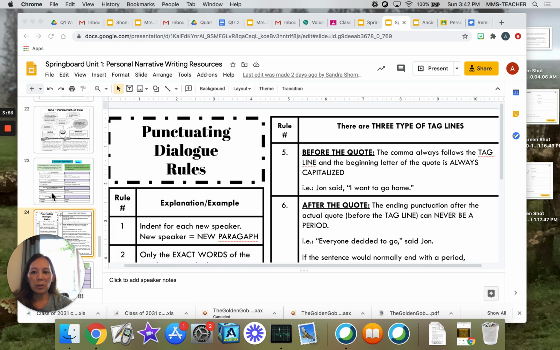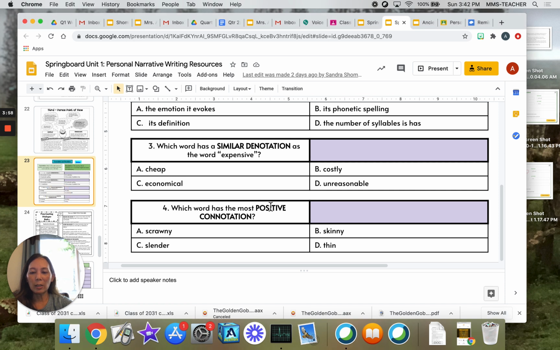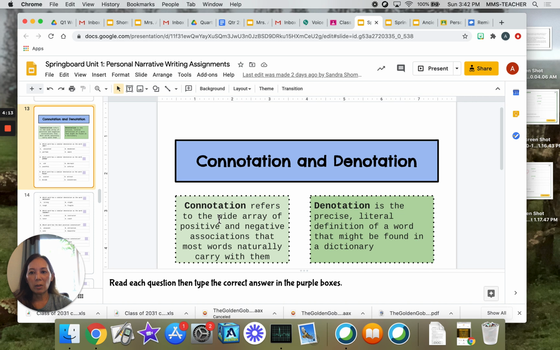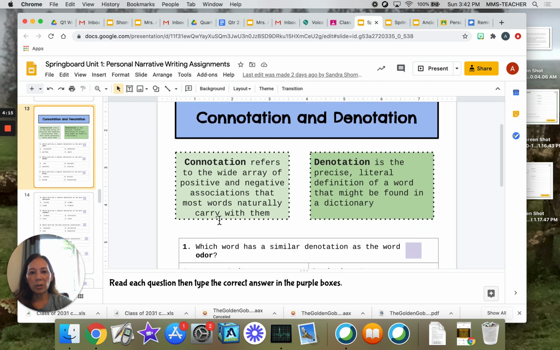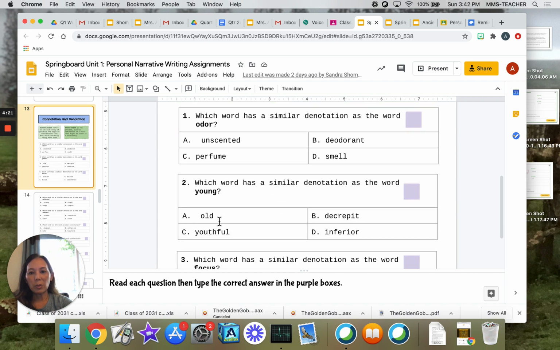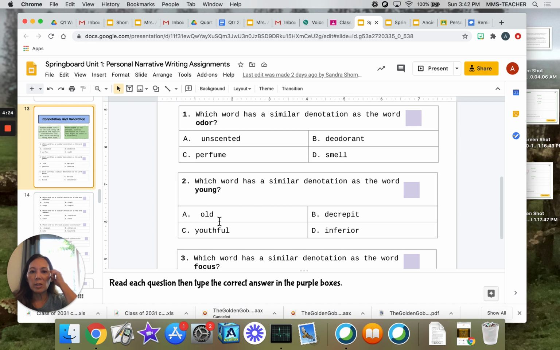Okay, so that was in your resource slide. Let's go to your assignment slide. Your assignment slides for connotation and denotation are on slides 13, 14, and 15. You're going to do the same things on these slides. So number 1, which word has a similar denotation as the word odor? So dictionary definition. Is it A, unscented, B, deodorant, C, perfume, D, smell?